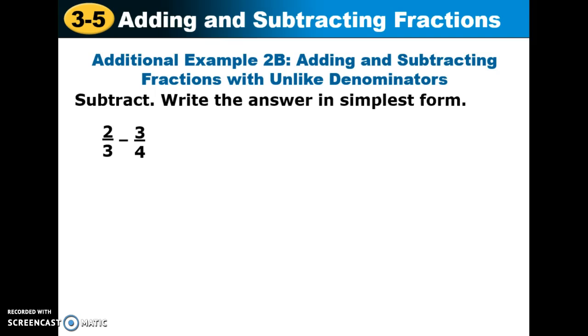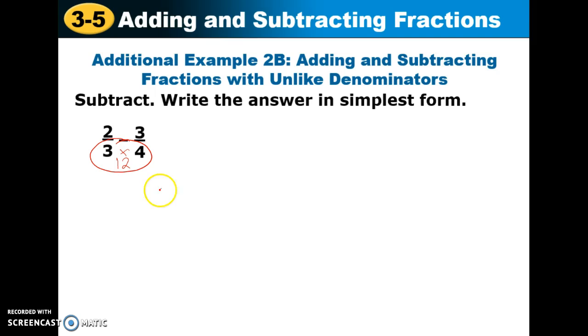And last one of the day, a subtraction problem. Again, unlike denominators, so we got to find a common denominator. I'm going to show you the other method this time, where you just multiply those together to get a common denominator of 12. It works every time, but it's not always the least common denominator. So I'm going to use 12 as my common denominator. Not sure if it's the least or not. I might have to simplify at the end, but it's okay.